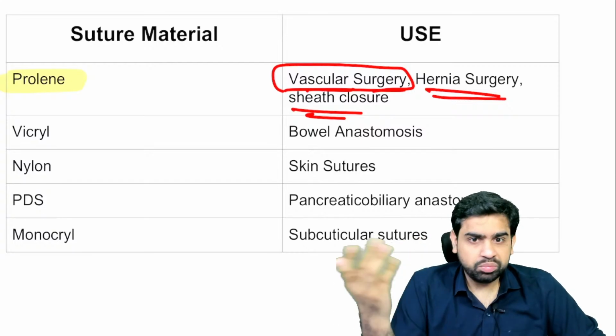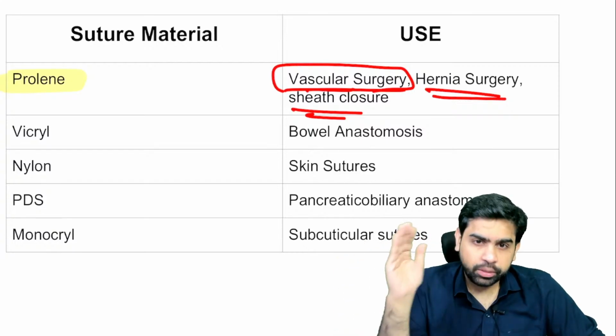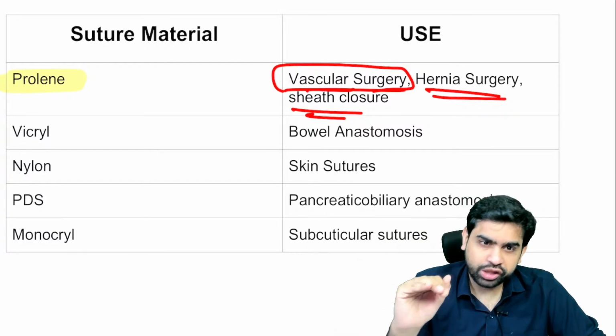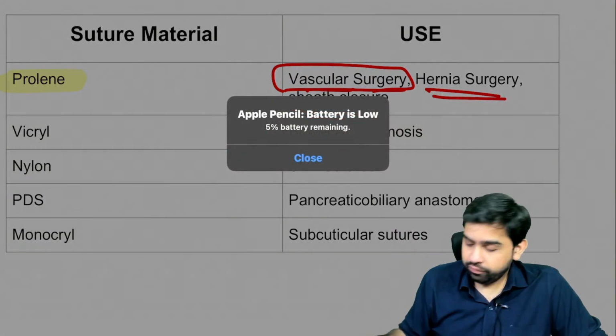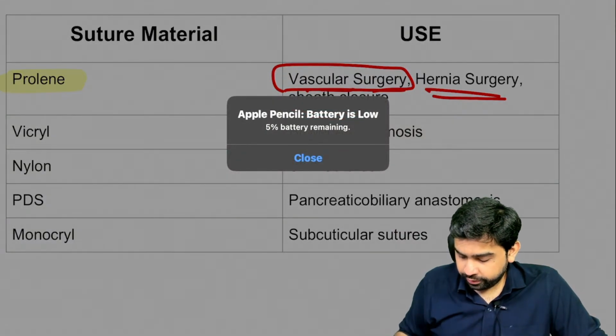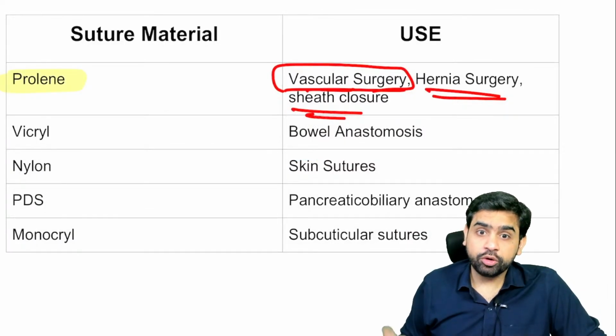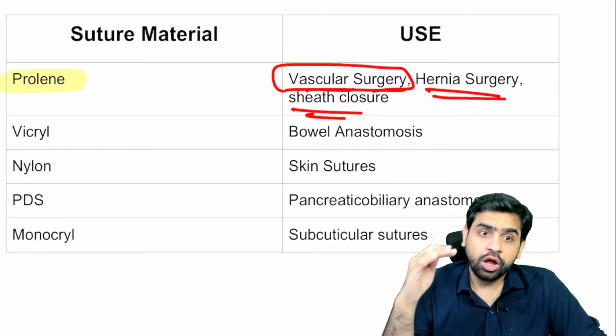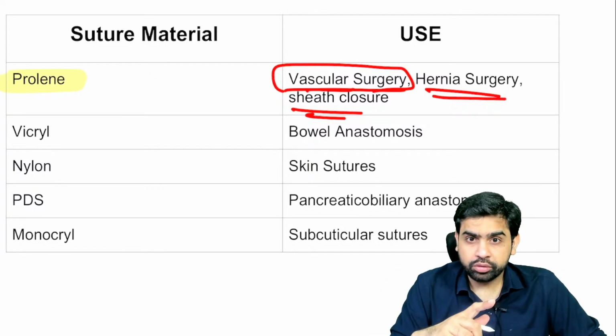Okay, nylon for the skin closure, that's fine. PDS for the hepatobiliary pancreatic surgeries, that's all fine. Monocryl is basically for your subcuticular sutures. Okay, for the subcuticular sutures, what you basically use is Monocryl. So I hope you've understood these particular points.